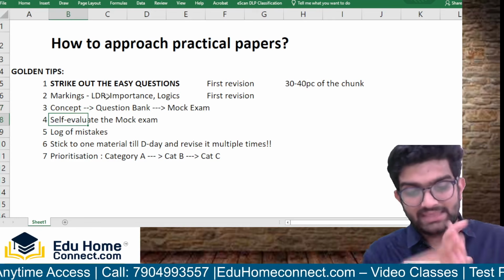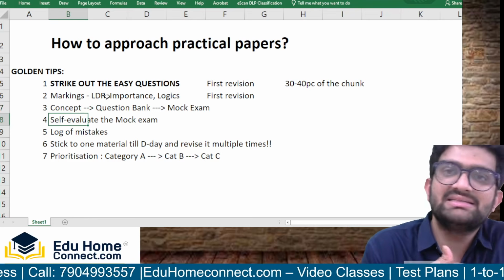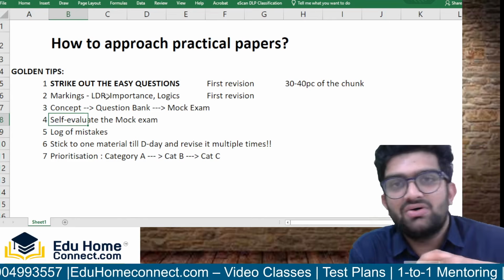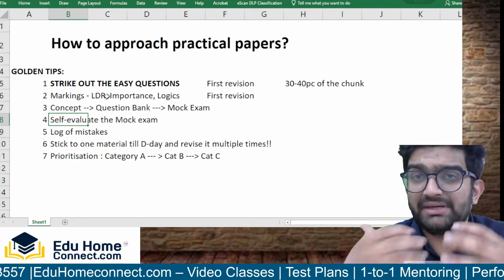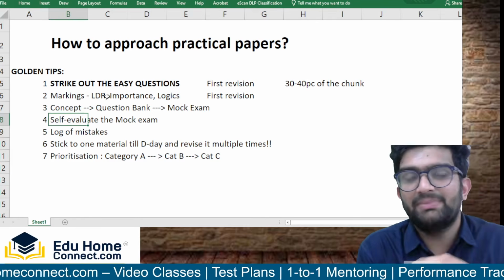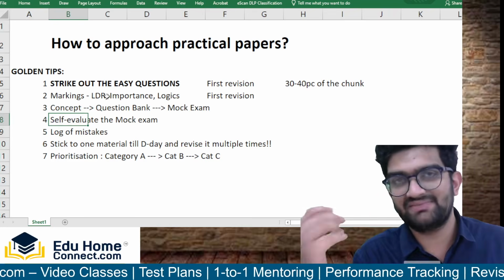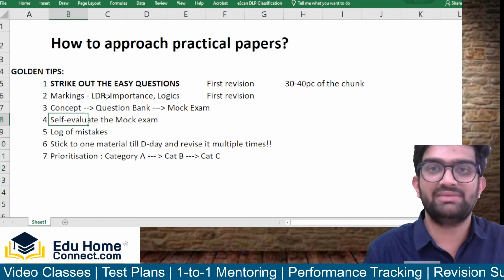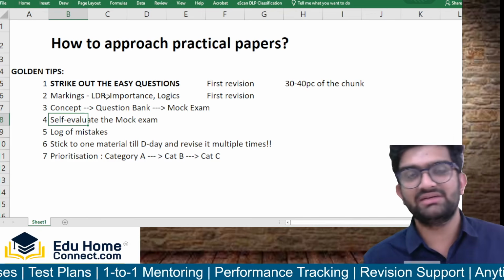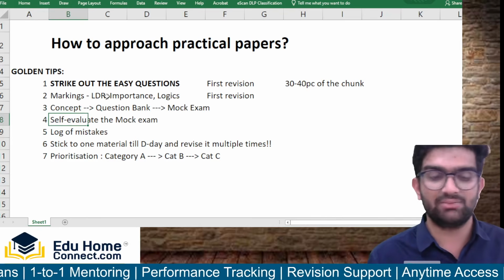Now talking about mock exams, you need to self-evaluate the mock exam. Obviously, you might be enrolled in a test series platform. Like say we at Edu Home Connect provide expert guidance and expert mentorship on CA and CMA, as well as we provide test series where the papers are evaluated by expert faculties. Now the benefits of expert evaluation are undeniably immense, but that doesn't outweigh the benefits of self-evaluation. So in addition to the test series platform, you also need to self-evaluate the mock exams.